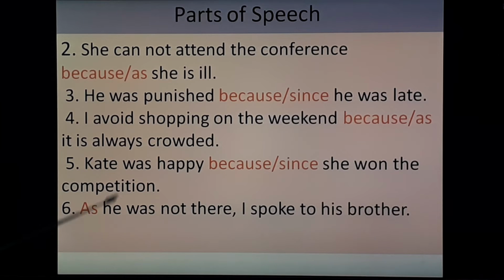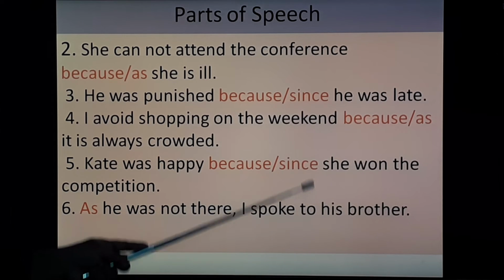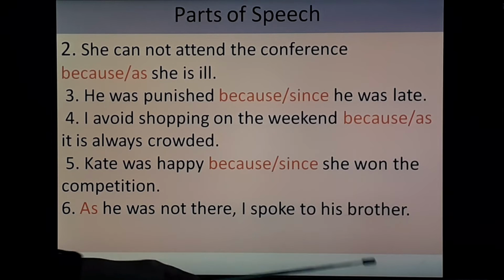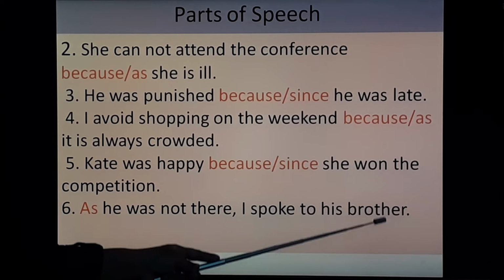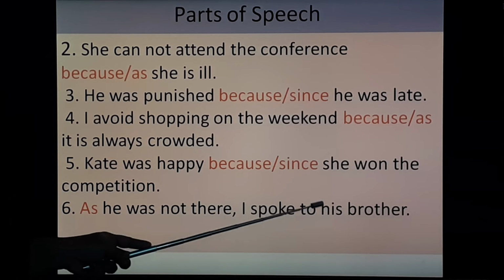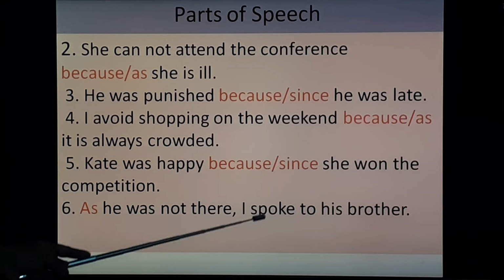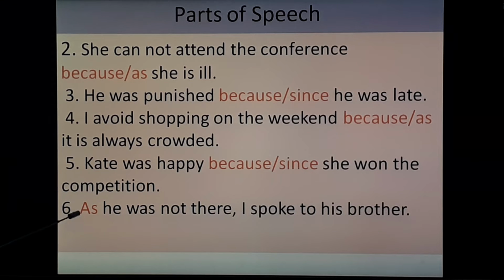Next, as he was not there, I spoke to his brother. Now here, immediately after as, this sentence comes. He was not there, this is the subordinate clause, and I spoke to his brother, that is the independent clause, and here both are joined with the help of as, that's why this is a subordinating conjunction.